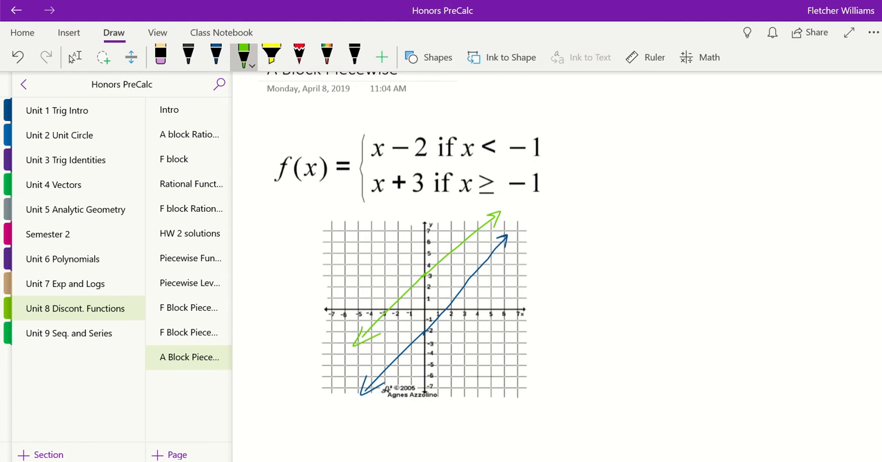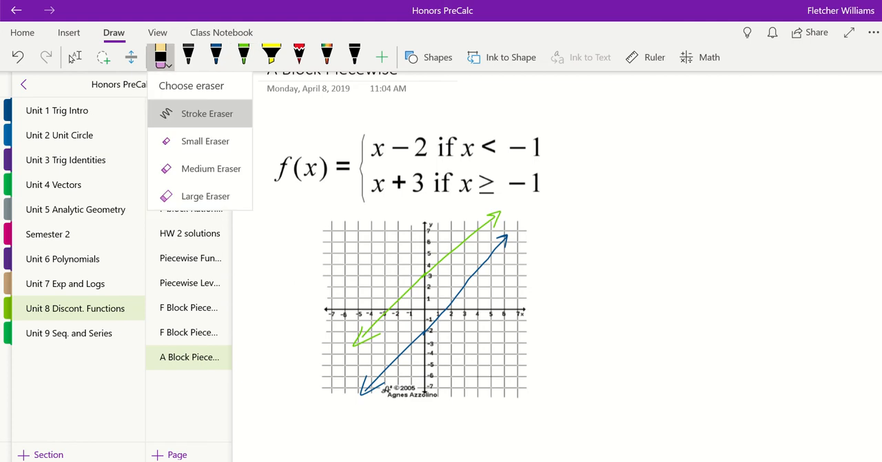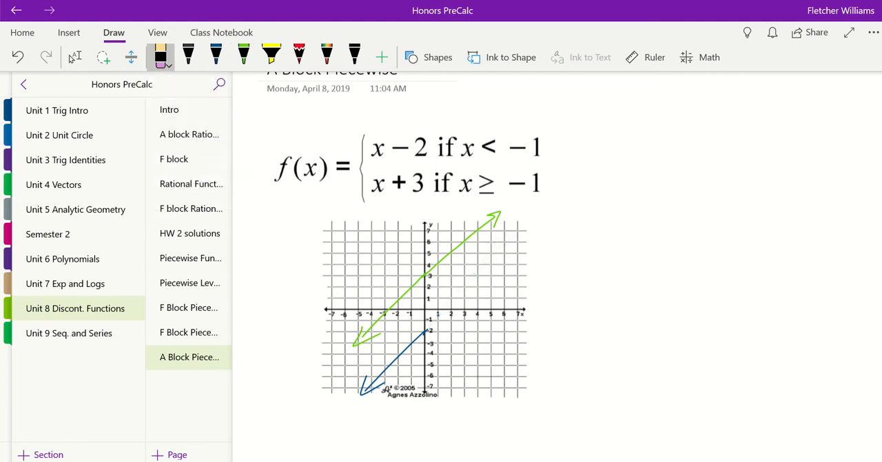We only want the first one up to -1, so we take off everything after -1. We get that. And then for the other one, we take off everything before -1. So we get that. They can't both be defined there. One of them gets a closed circle, one gets an open circle. The one that is less than -1 gets an open circle there, and the other one gets a closed circle here.